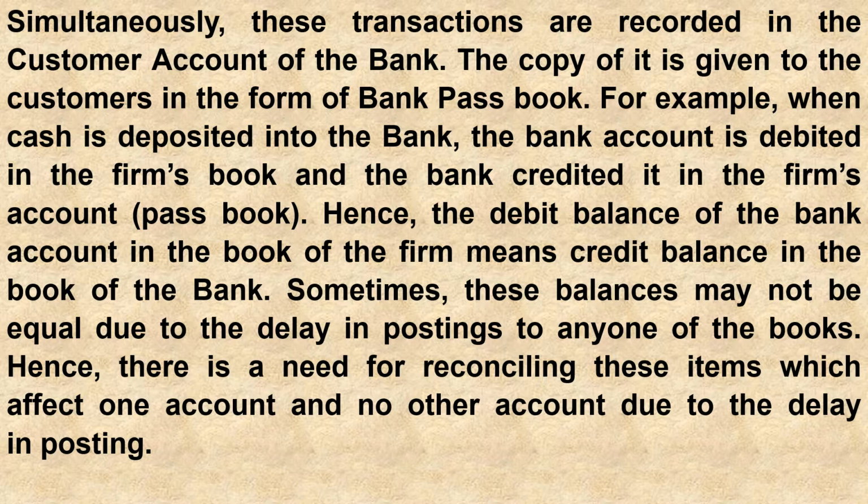For example, when cash is deposited into the bank, the bank account is debited in the firm's book and the bank credits it in the firm's account in the passbook. Hence, the debit balance of the bank account in the book of the firm means credit balance in the book of the bank. Sometimes, these balances may not be equal due to the delay in postings to any one of the books. Hence, there is a need for reconciling these items which affect one account and no other account due to the delay in posting.